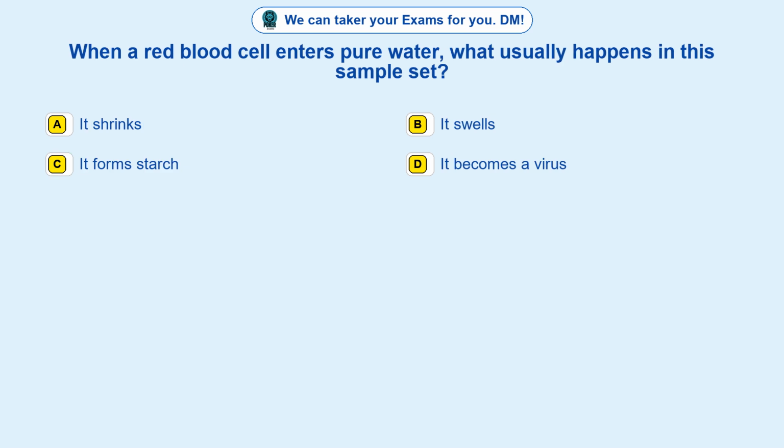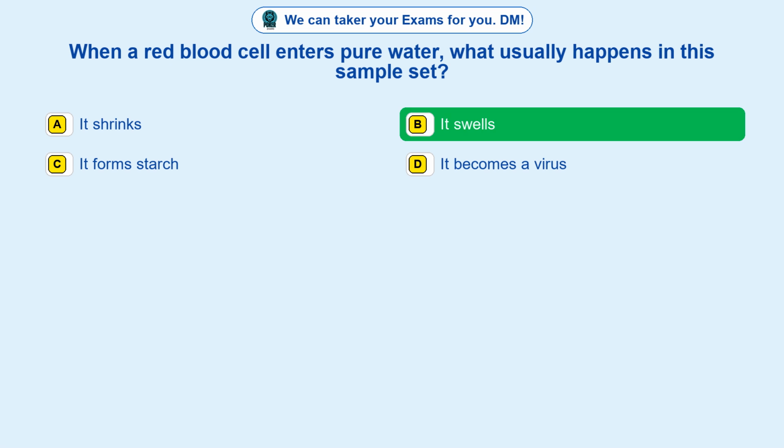Question 8. When a red blood cell enters pure water, what usually happens in the sample set? Option A, it shrinks. Option B, it swells. Option C, it forms starch. Option D, it becomes a virus. The correct answer is option B, it swells.